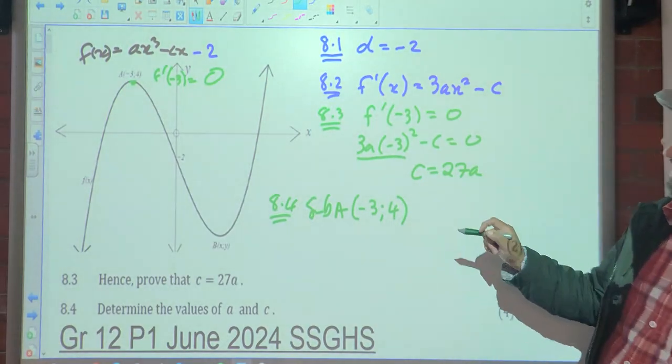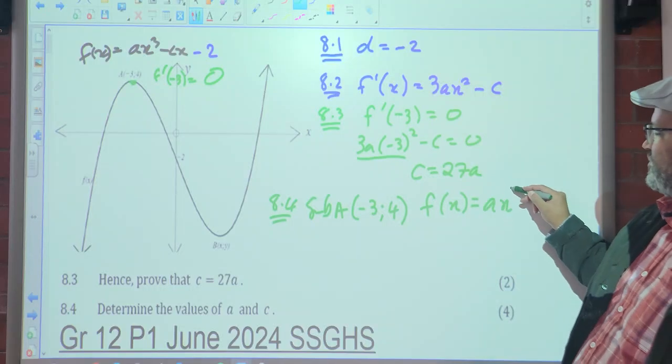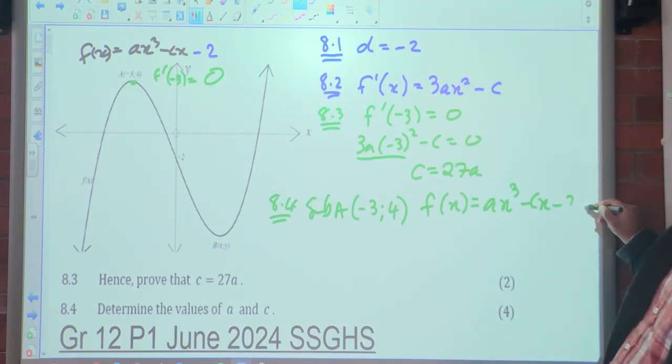Alright. So we're going to substitute into f of x equals ax cubed minus cx minus 2.